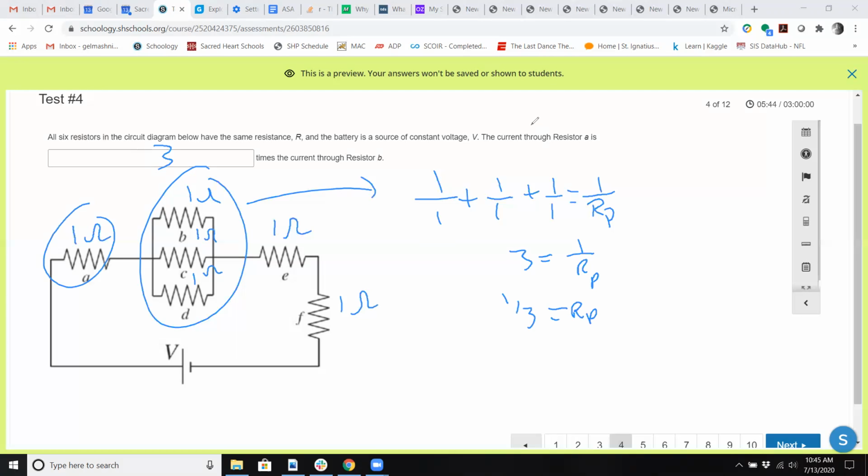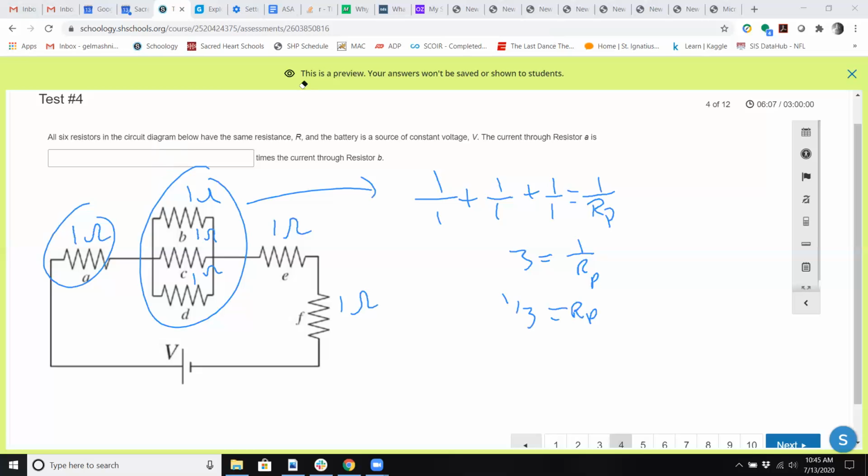Actually, let me double check the answer key, because I think I may have actually put 9 as the answer. I don't know, but it should be 3 times, unless I'm missing something here. Oh, the current. Sorry, my bad. It's not the resistance. My apologies. Okay, we're not done yet.